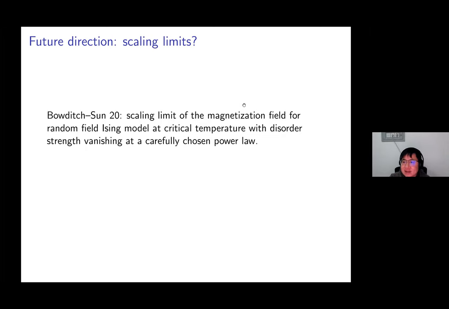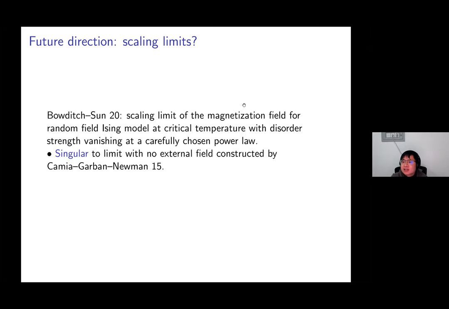Another direction is one can look at scaling limits. Bodwich and Sun look at the scaling limits of the magnetization field at critical temperature, but the disorder strength is carefully chosen. It vanishes as a power law, where the power is carefully chosen. In this case, they can derive the limit and show that it's singular to the limit with no external field constructed by Camia, Garban, and Newman.